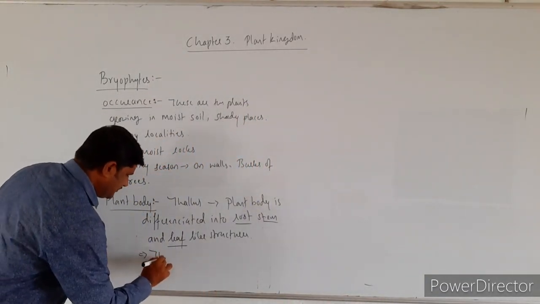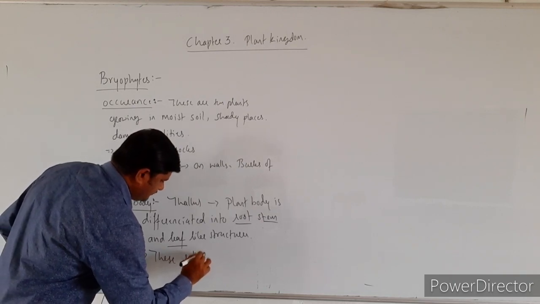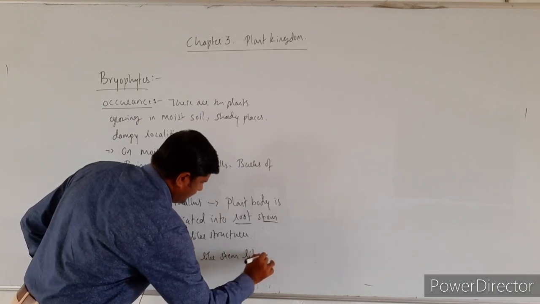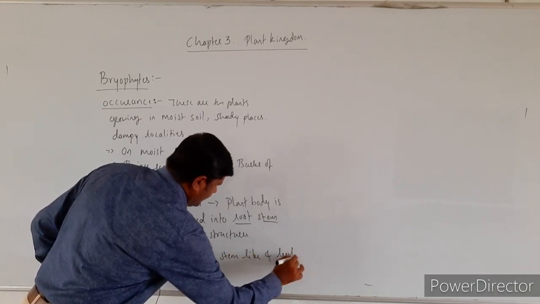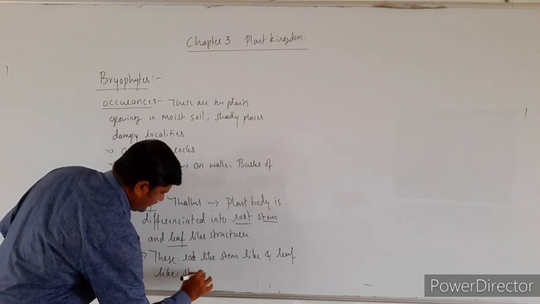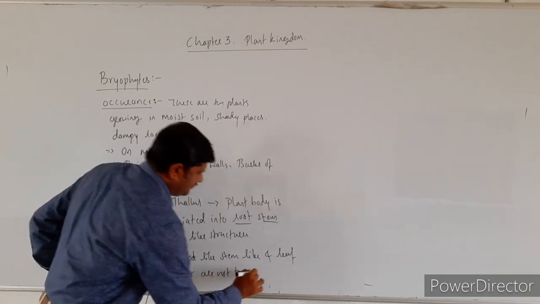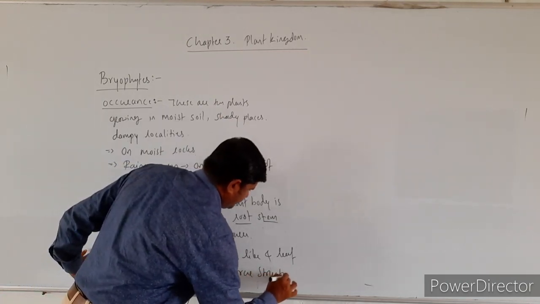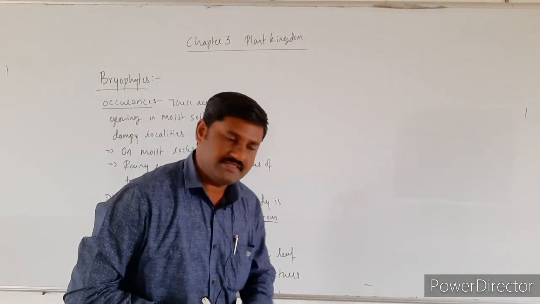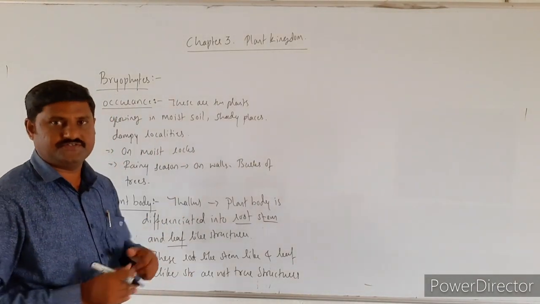these root like, stem like and leaf like structures are not true structures. They are not true structures, right? Such kind of thallus you will find in these bryophytes, right?